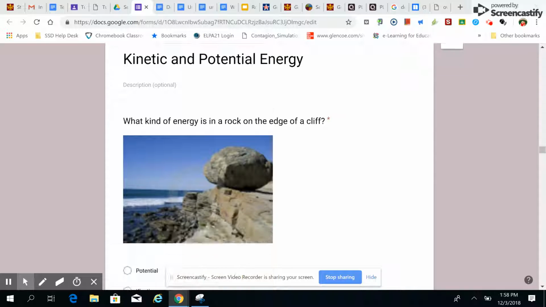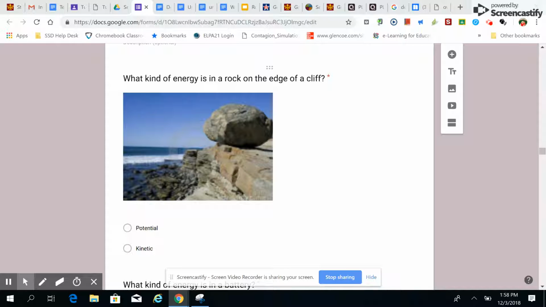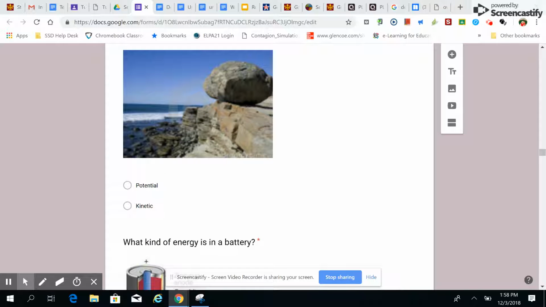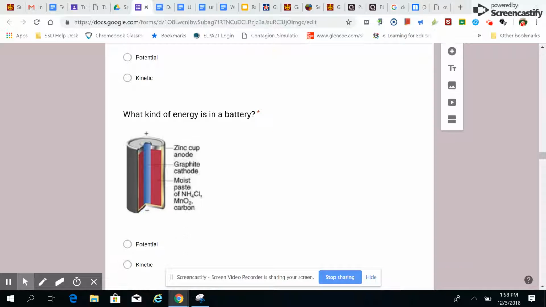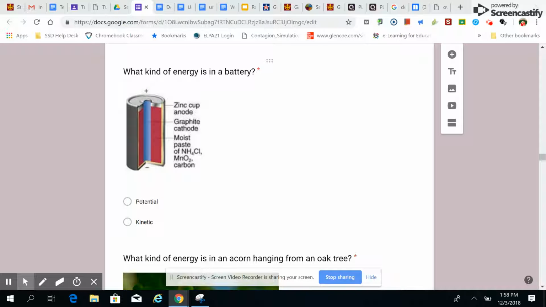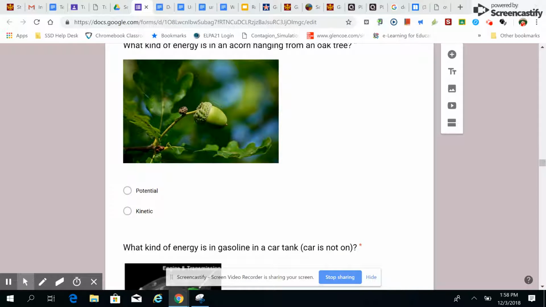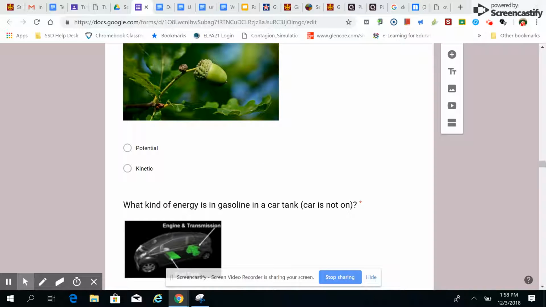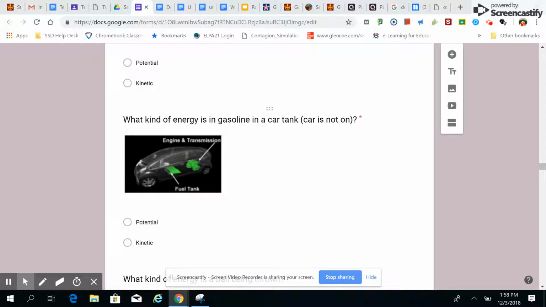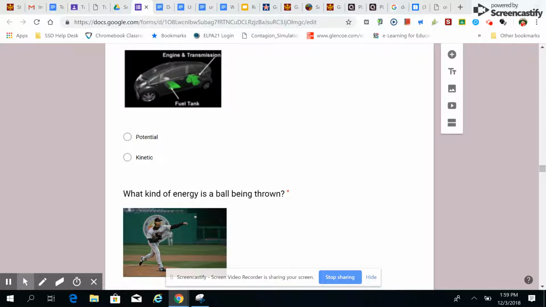Kinetic and potential energy. What kind of energy is in a rock on the edge of a cliff? Potential, kinetic. What kind of energy is in a battery? Potential, kinetic. What kind of energy is in an acorn hanging from an oak tree? Potential, kinetic. What kind of energy is in gasoline in a car tank? Car is not on. Potential, kinetic.